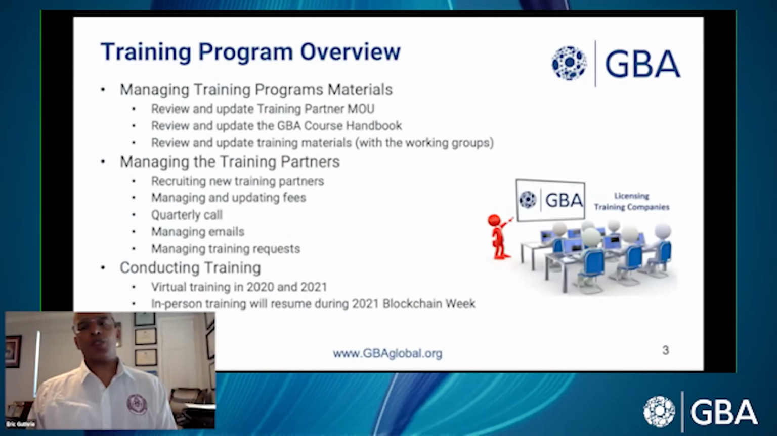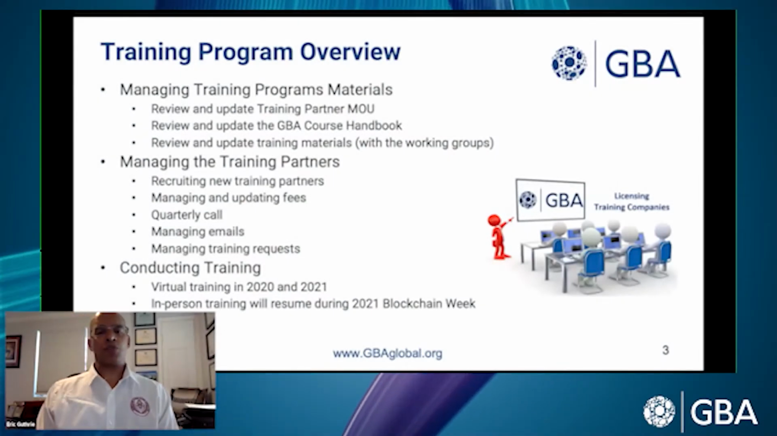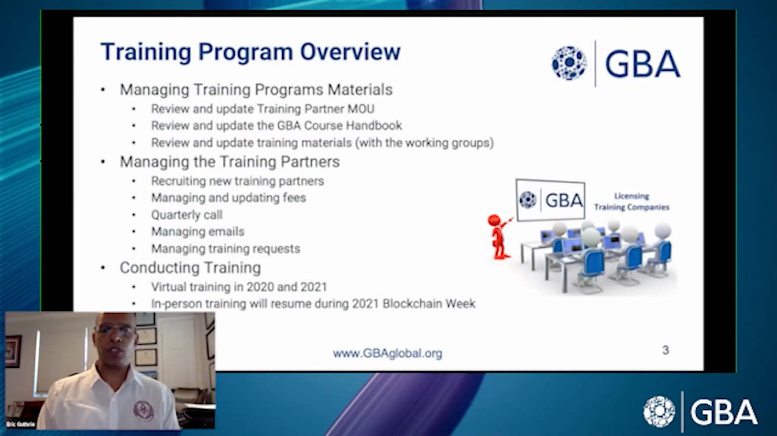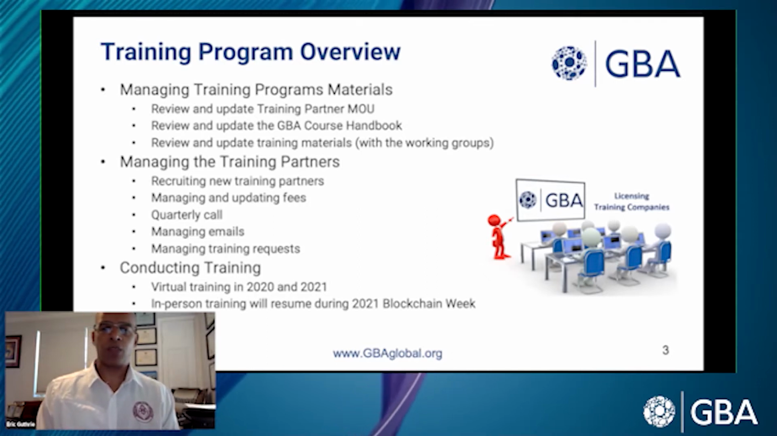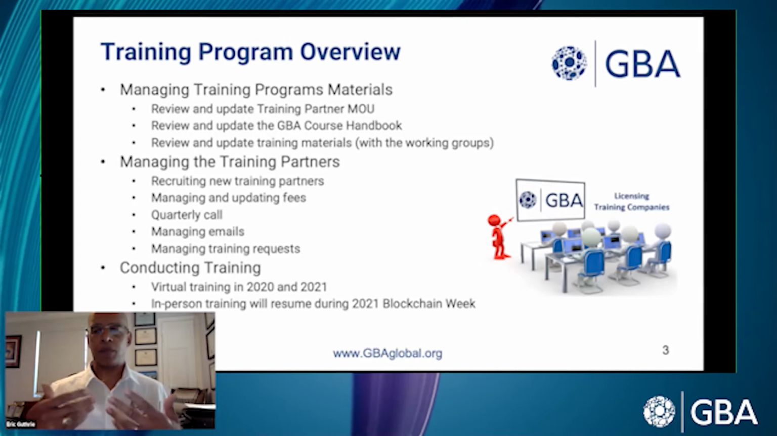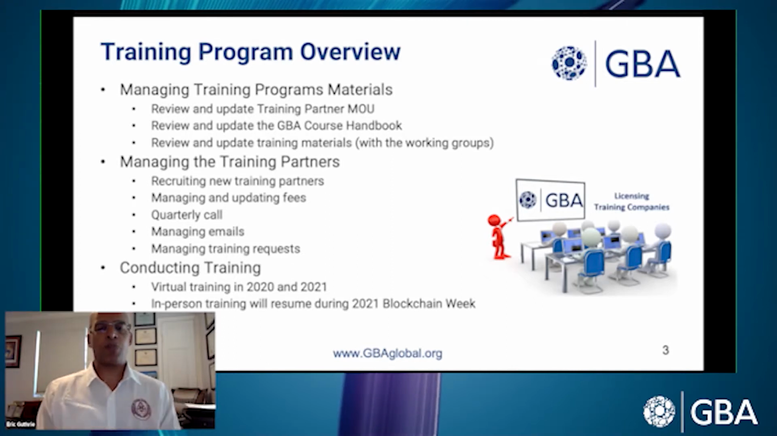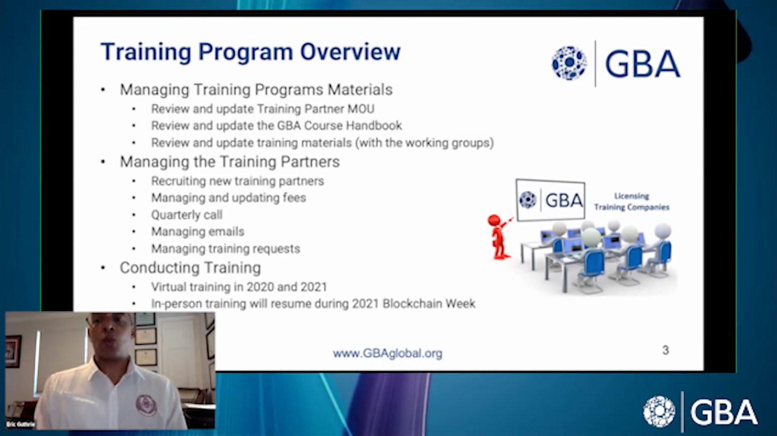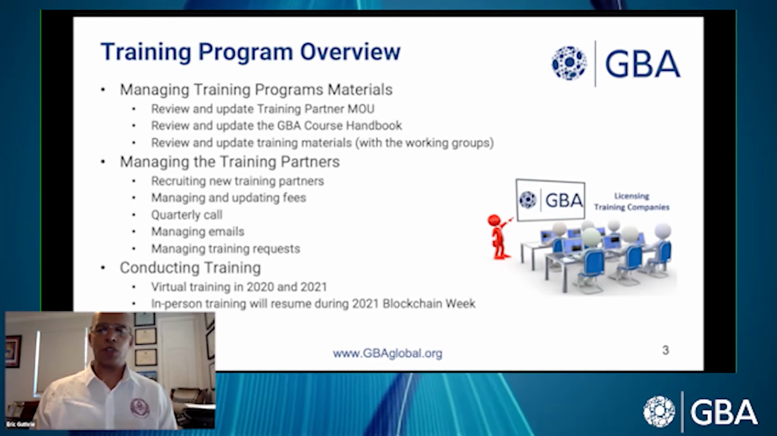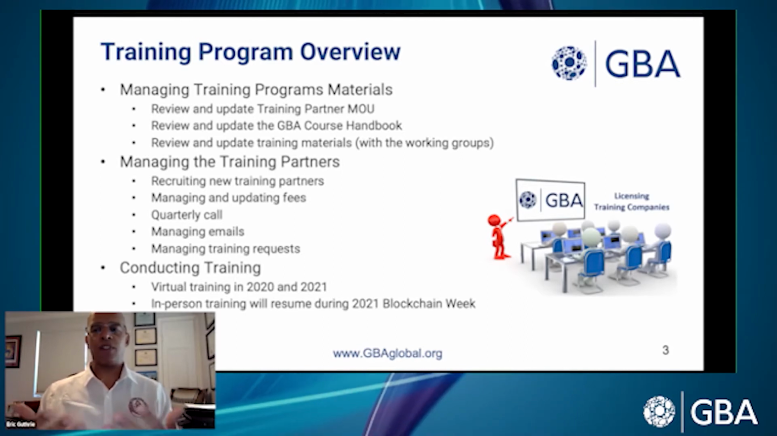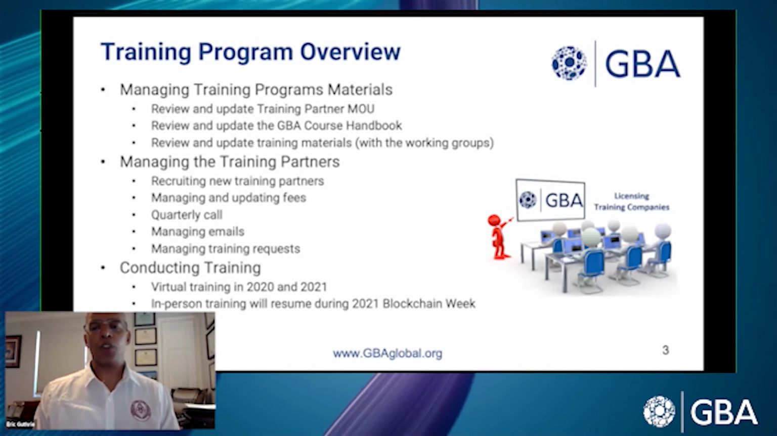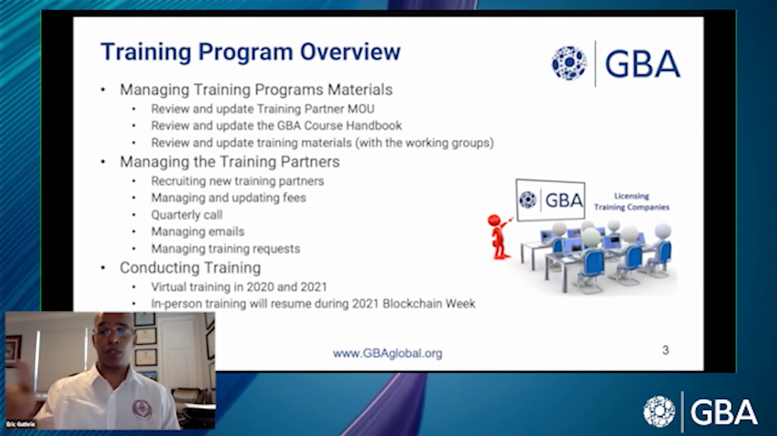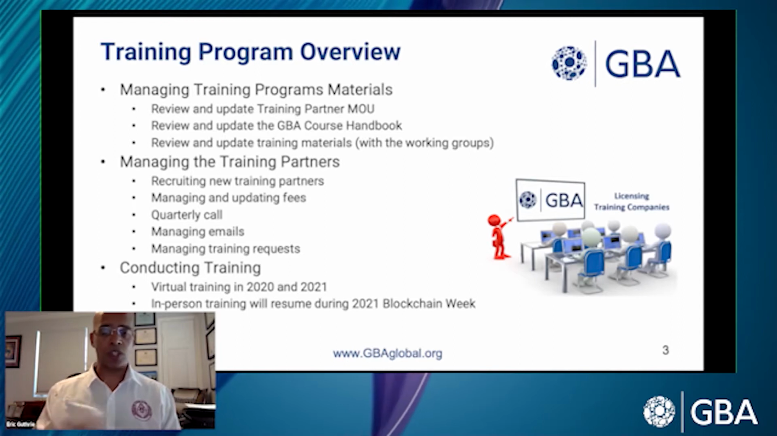So the training program basically covers three areas. The program materials, where we have the training partner and the memorandum of understanding, which is the agreement we make with the training partners. The GBA course handbook, which is sort of like the foundation of the training content when we partner with the training partners, whether they're in the US or overseas.